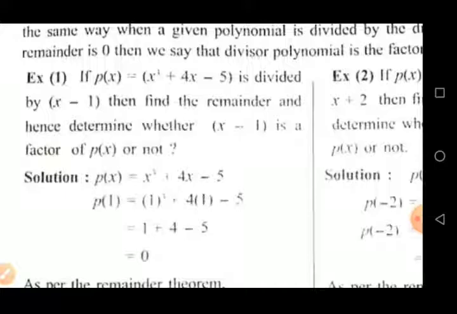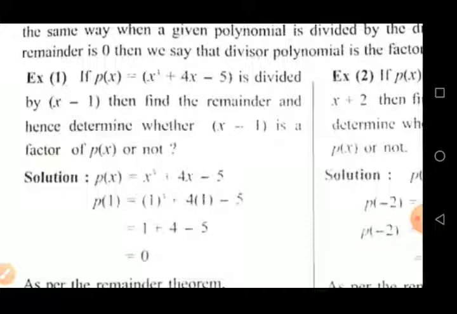Solution. First of all, write down the given polynomial, that means dividend polynomial. p of x is equal to x cube plus 4x minus 5. This is the dividend. Then which is the divisor? Divisor is x minus 1. While we were learning about the remainder theorem, we have seen that divisor is x minus 1. Then put the value x is equal to plus 1 in the given polynomial.